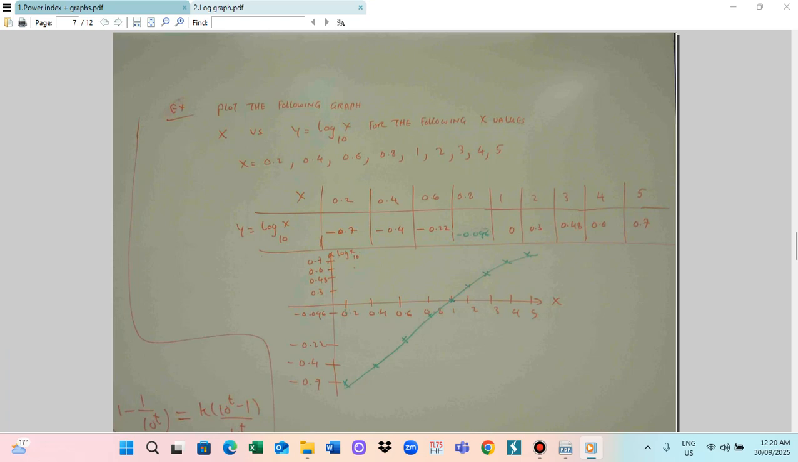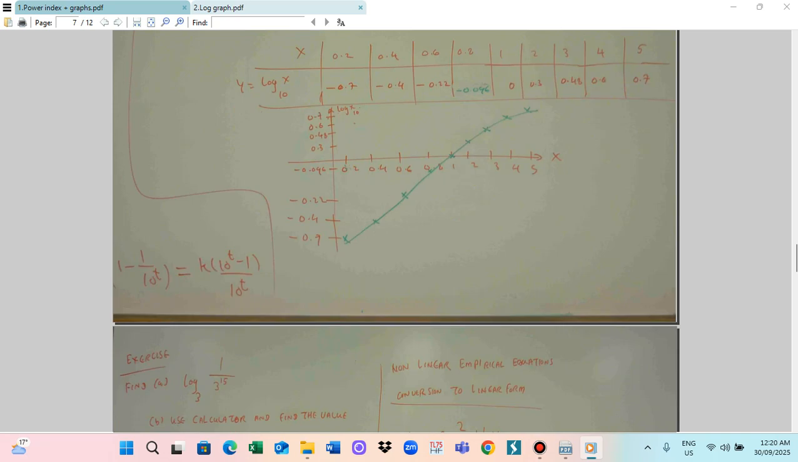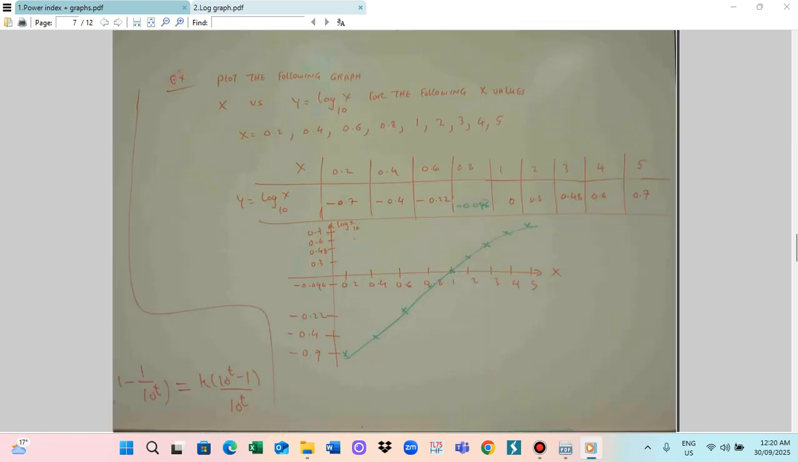So then we got the data. You got the data file, you can start to plot the graph. The horizontal axis will be the x value, and the vertical axis is log x, log x base 10. So we start from x, 0.2, 0.4, 0.6, 0.8, 1, 2, 3, 4, 5.